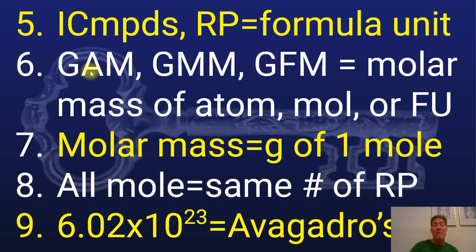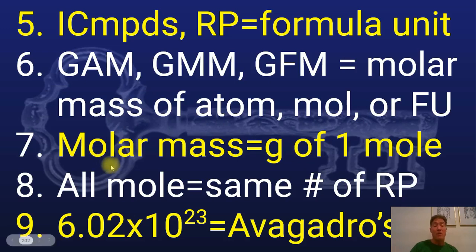So we talked about gram atomic mass, gram molecular mass, and gram formula mass, and that equals the molar mass, the mass of a mole of atoms or molecules or formula units. We just said, listen, we're going to clump all these 3 terms into one giant term, the molar mass, the mass of a mole of whatever we're talking about. And so the molar mass is the gram weight of an Avogadro's number of whatever it is we're talking about.